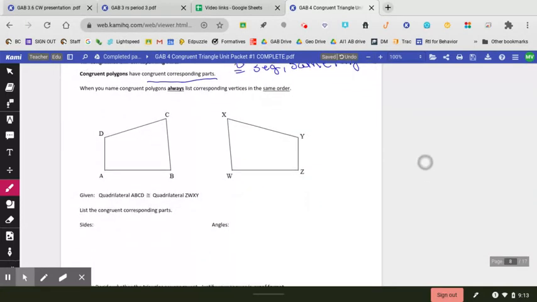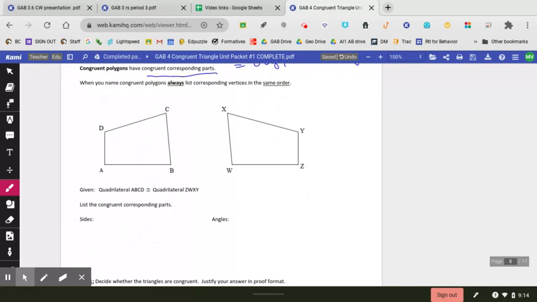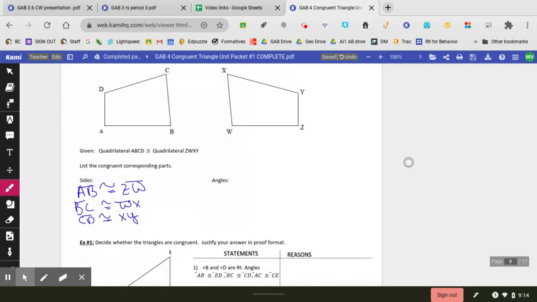So that means our corresponding sides are AB corresponding to ZW, BC corresponding with WX, CD corresponding with XY, and DA corresponding with YZ. So those are our corresponding segments.